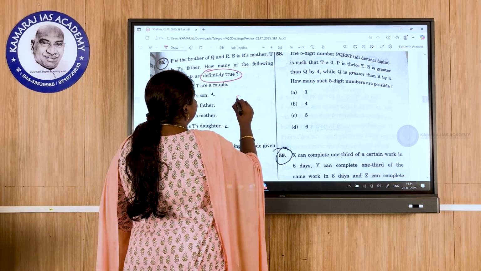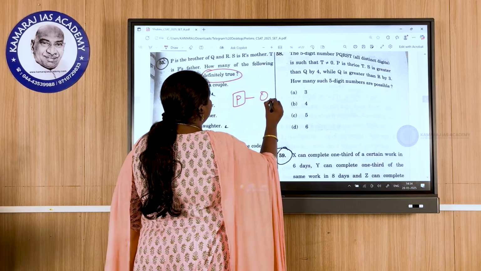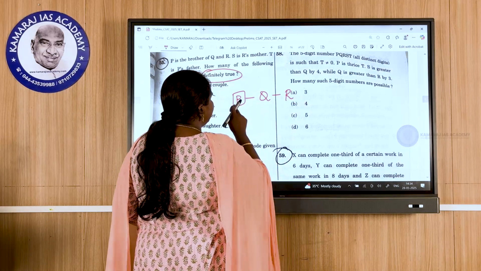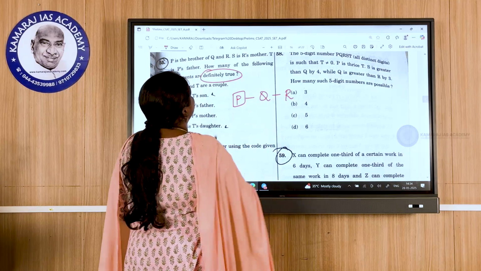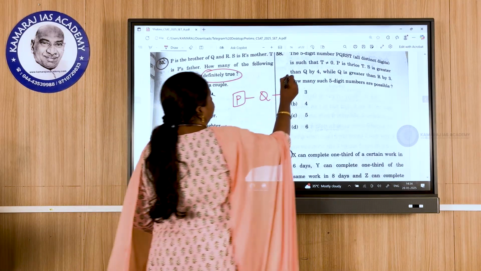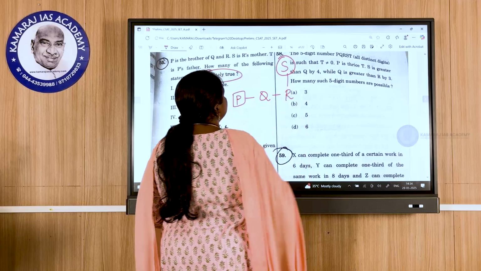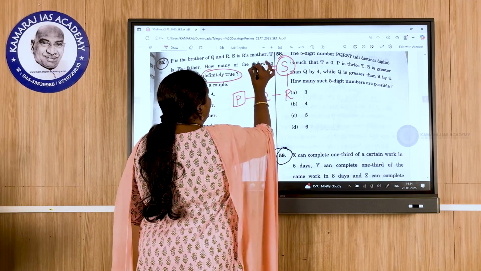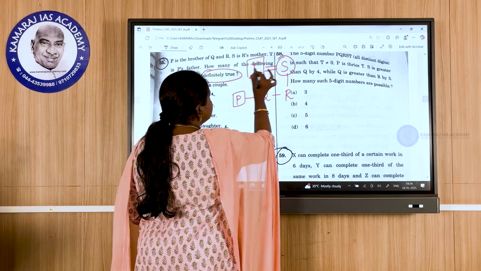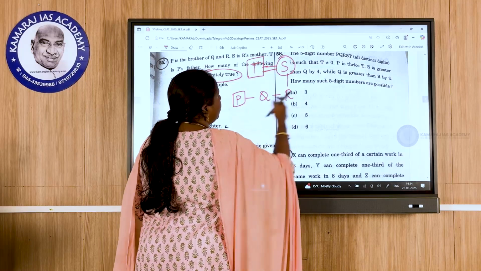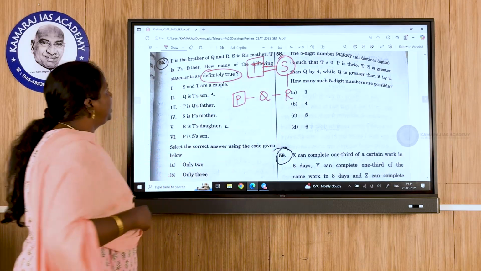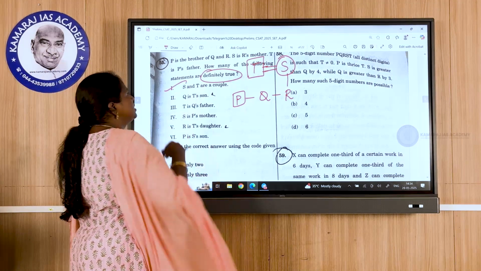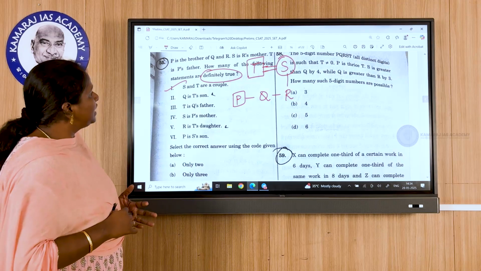Now P is the brother of Q, as well as R. So P is the brother of Q and R. Next, S is R's mother and T is P's father. So obviously T is P's father and he is father for all the three children, right? Now, how many of the following statements are definitely true? S and T are couples, yes. And Q is T's son.